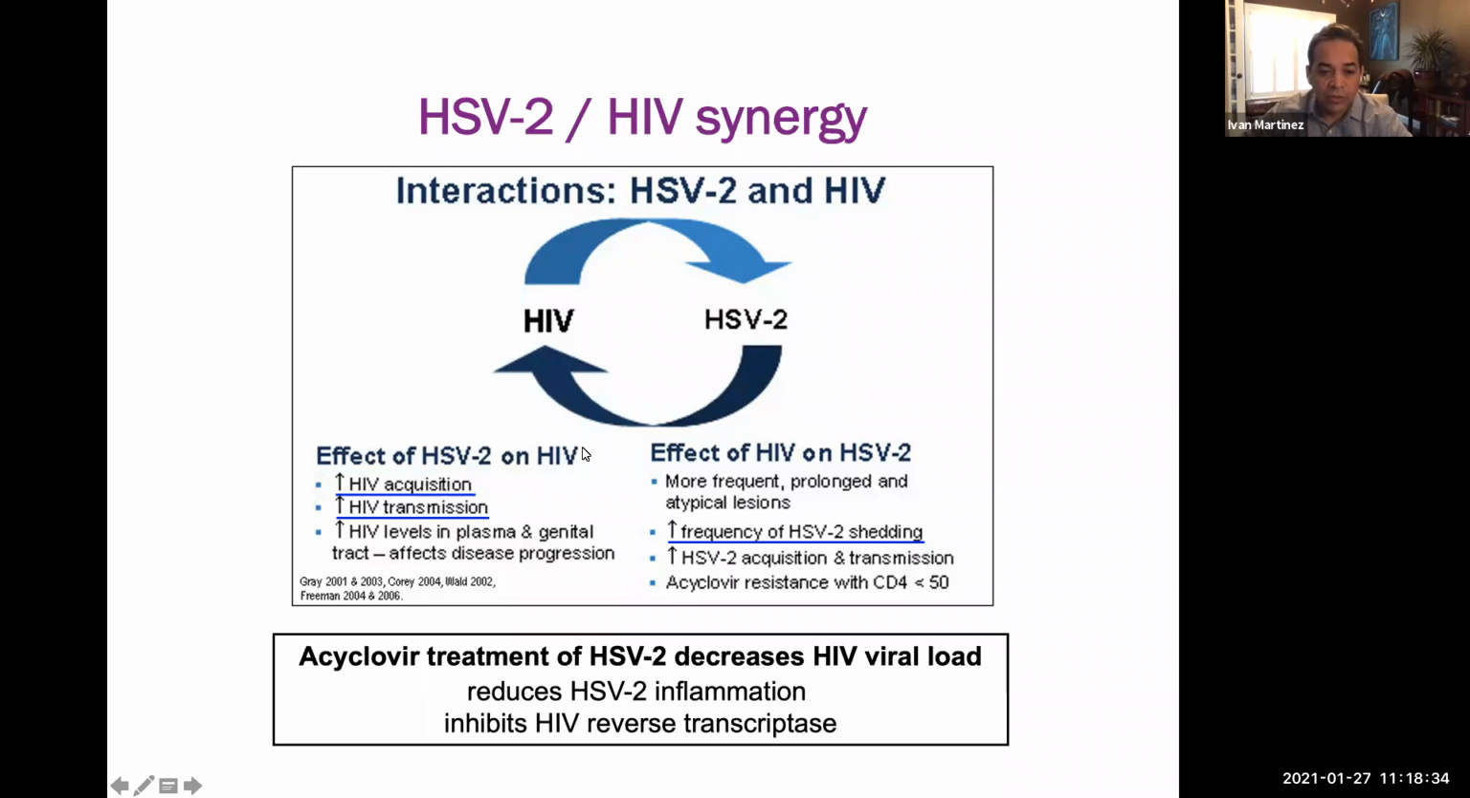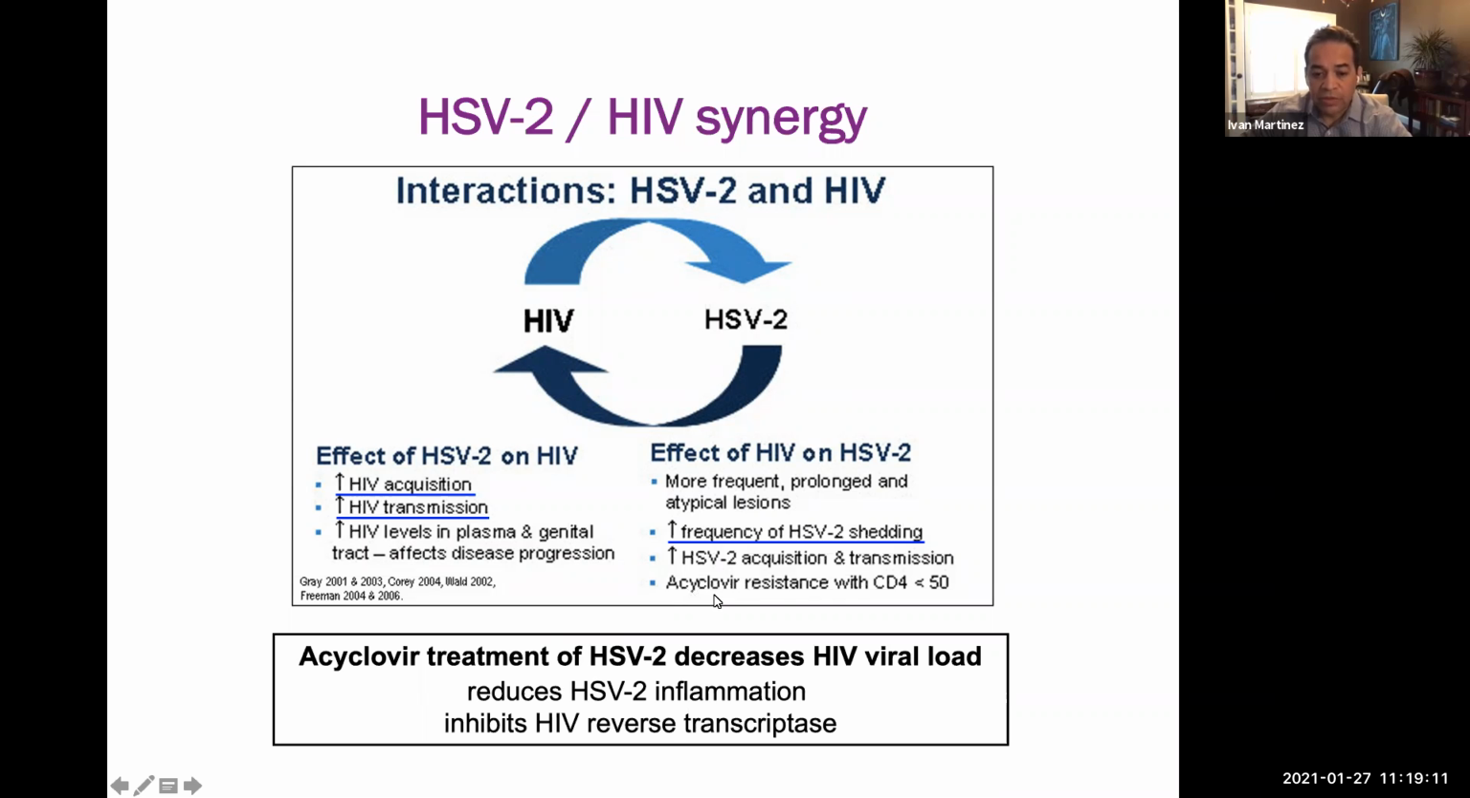So the effect of HSV2 on HIV is that if a cell is HIV positive, but then gets infected with HSV2, there's a higher increase of HIV acquisition in the patient, HIV transmission, and HIV levels in the plasma and genital tract. Now, from the HSV perspective, there are more frequent and prolonged atypical lesions. Of course, it makes sense because the person is a little bit immunocompromised in the beginning, and then the frequency of HSV2 shedding and HSV2 acquisition and transmission increase.